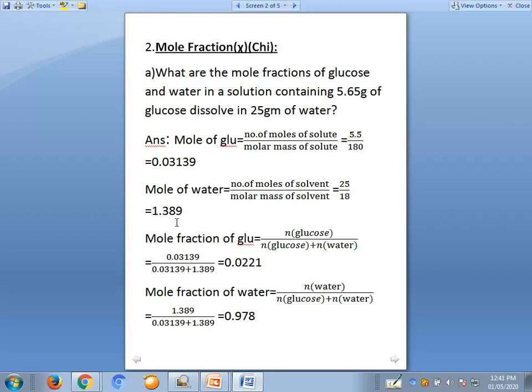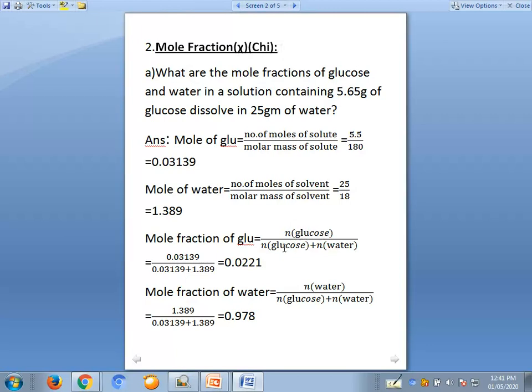Now, I have not completed the calculation. I just calculated the number of moles of glucose and number of moles of water. Now, to get the mole fraction of glucose, we know the formula. Glucose here is what? Solute. So N2 divided by N1 plus N2. What does 2 represent here? It is a solute. So solute is glucose.